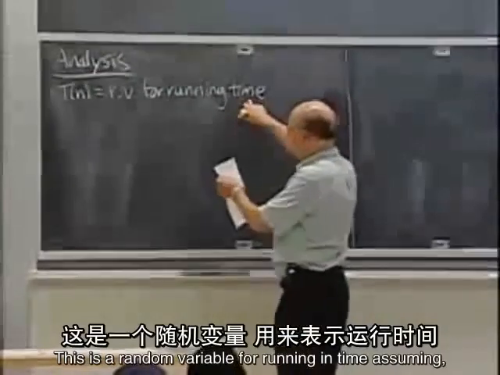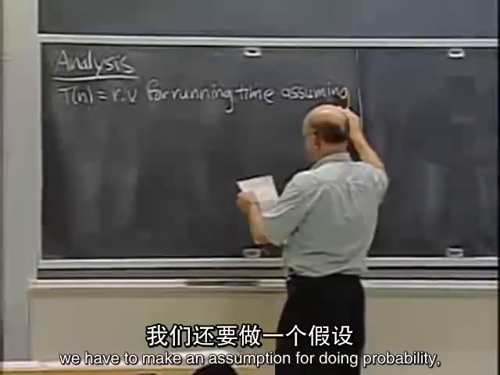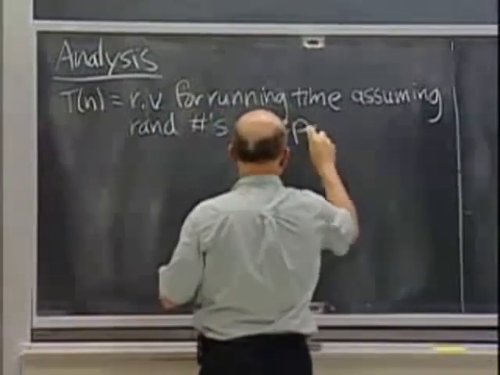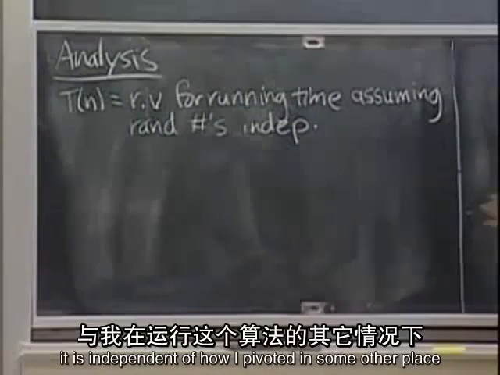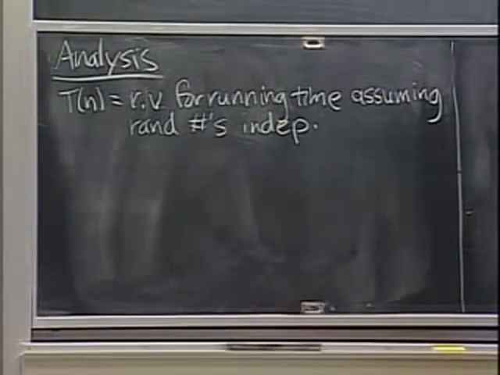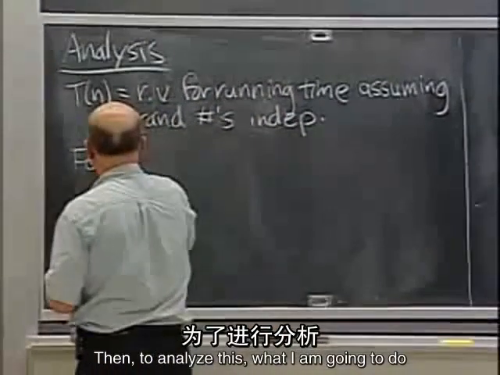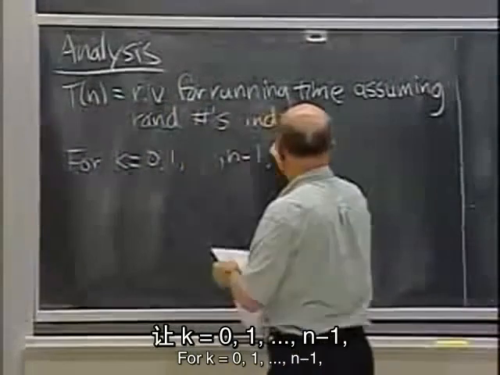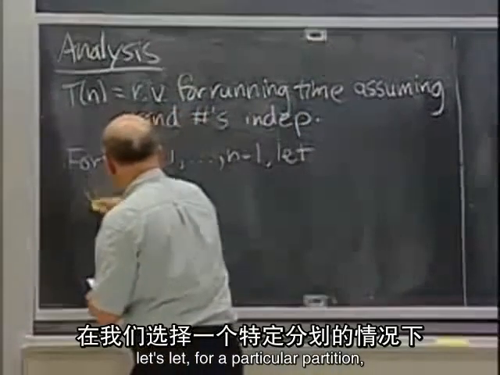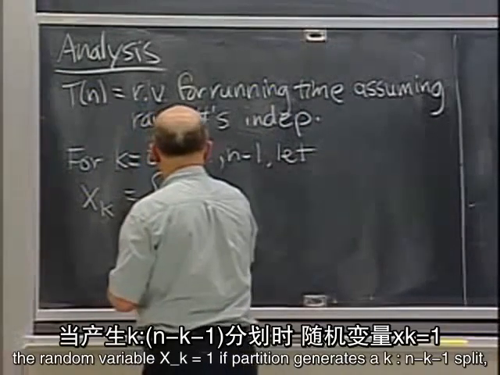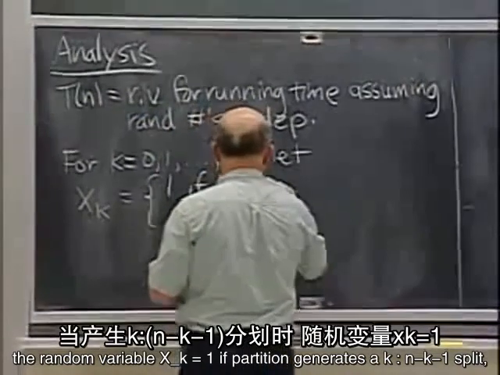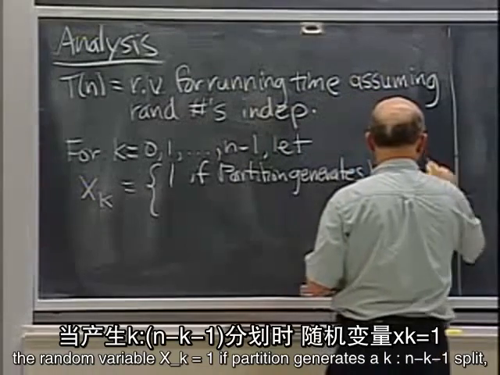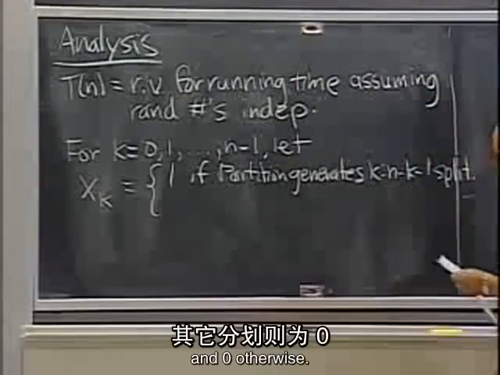Okay. So this is the random variable for running time, assuming, we have to make an assumption for doing probability, the random numbers are independent. So when I pivot in one place, it's independent of how I pivoted in some other place as I'm running this algorithm. So then, to analyze this, I want to know where we pivoted. So for k equals 0, 1, up to n minus 1, let's let, for a particular partition, the random variable x sub k be 1 if partition generates a k to n minus k minus 1 split, and 0 otherwise.